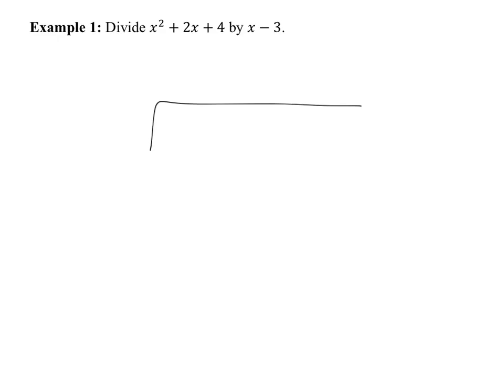Which is which? Dividend is x squared plus 2x plus 4. Agreed. And there's your dividend because you're dividing that by x minus 3. Now, this is where it gets a little bit, not tricky, but different than what you've done in the past.